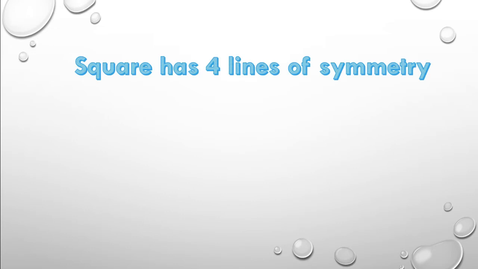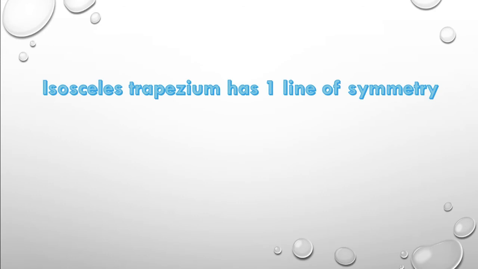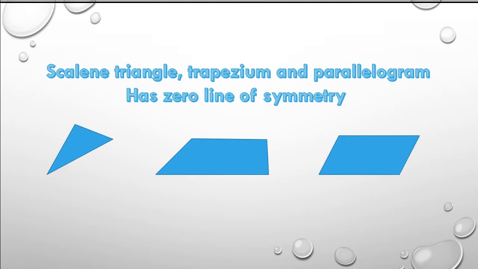A square has 4 lines of symmetry, and a regular hexagon has 6 lines of symmetry. An isosceles trapezium has 1 line of symmetry. A scalene triangle, trapezium and parallelogram have 0 lines of symmetry.